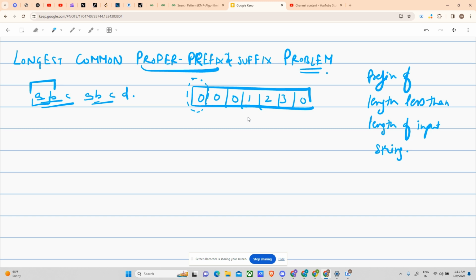So the KMP algorithm says that give me this subarray and I will provide you the answer in linear time. In linear time. So now how would we approach this? Think of the brute force approach for this one.